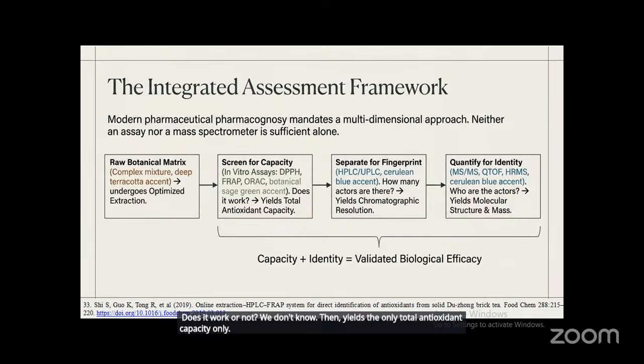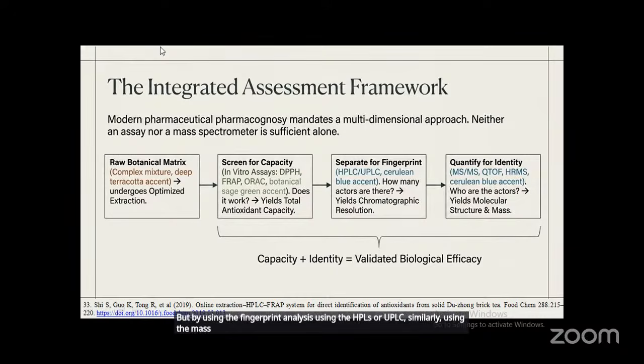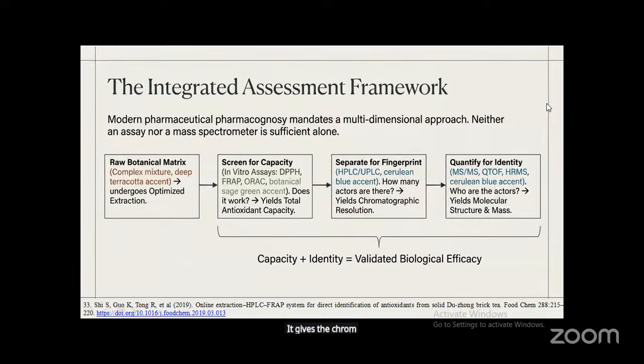But by using fingerprint analysis, using HPLC or UPLC, similarly using mass, especially HPLC and UPLC, it gives the chromatographic resolution.